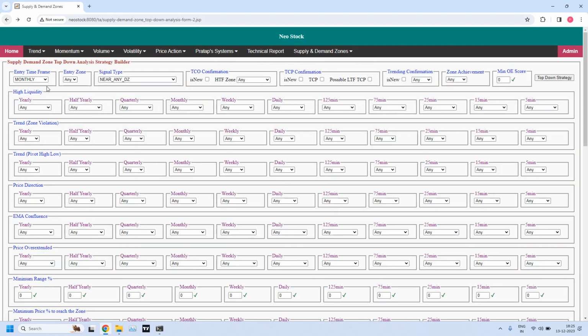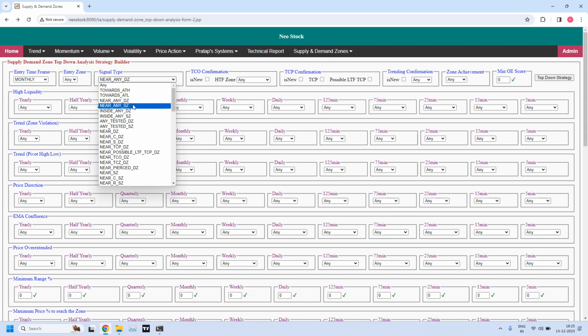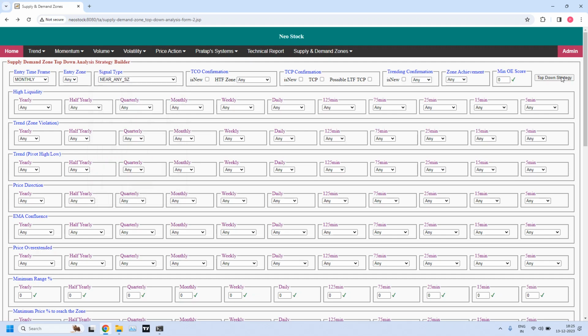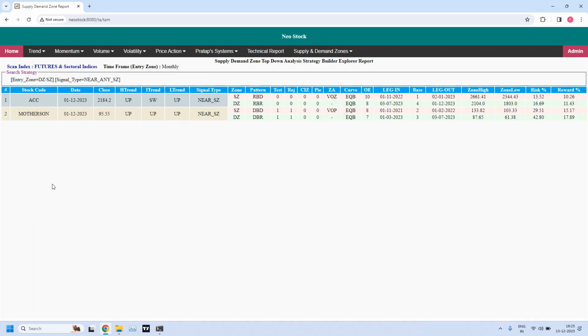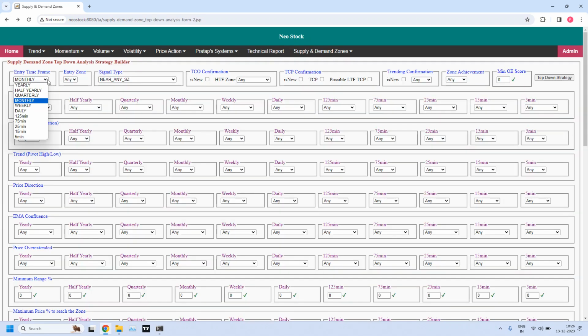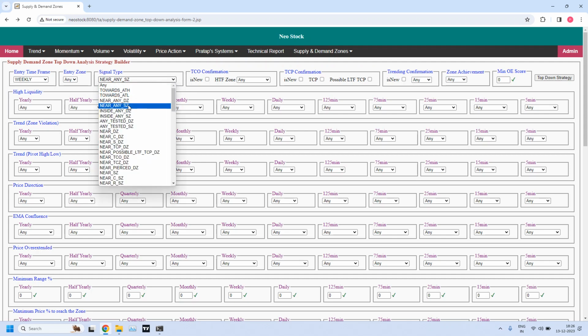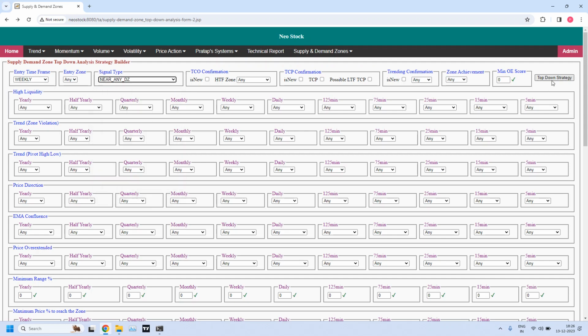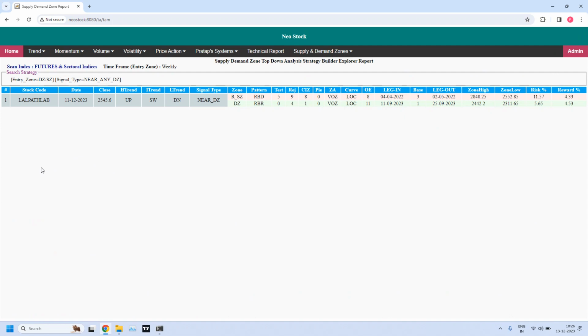Let's go back. Entry time frame is monthly. Let us find the stocks near monthly supply zone. So these 2 stocks are having their price near monthly supply zone. Let's go back. Now weekly time frame. Let us find the stocks near weekly demand zone. Only one stock is filtered.